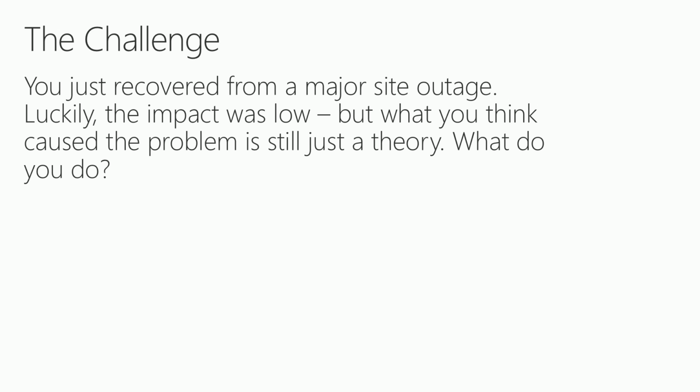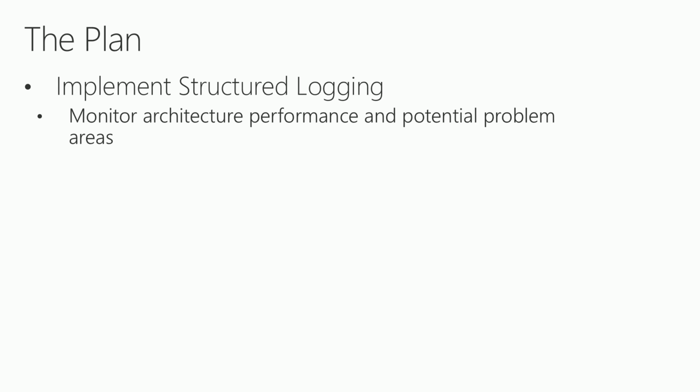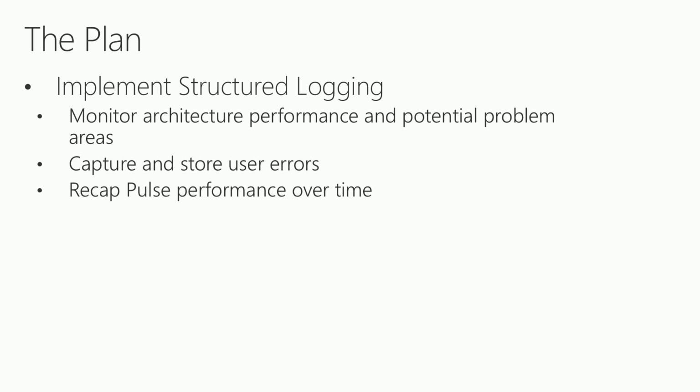What do you do? Well, for us, we came up with a plan. The core of that plan was to implement structured logging. This would allow us to monitor the architectural performance and potential problem areas, capture and store user errors, and then recap the Pulse performance over time. This allowed us to see what things were happening in the moment when we needed to better debug, especially during large-scale events, but it would also give us a feel for how our architecture evolved as time went on.